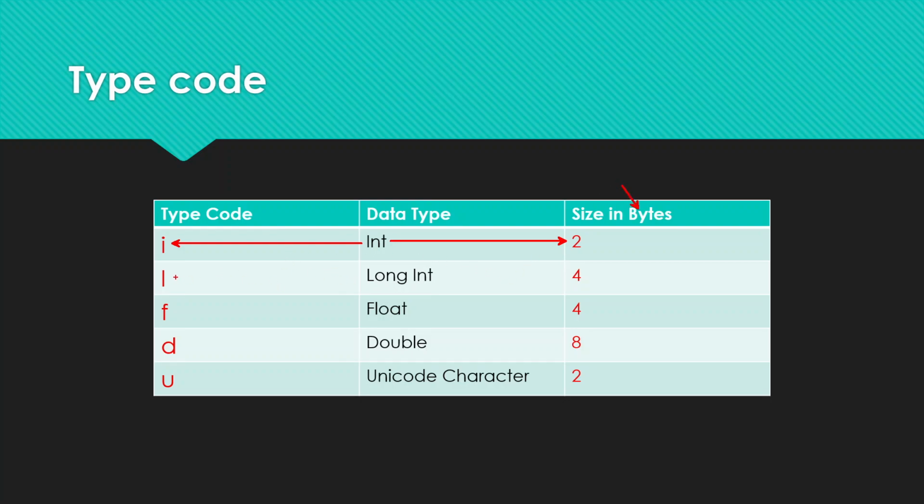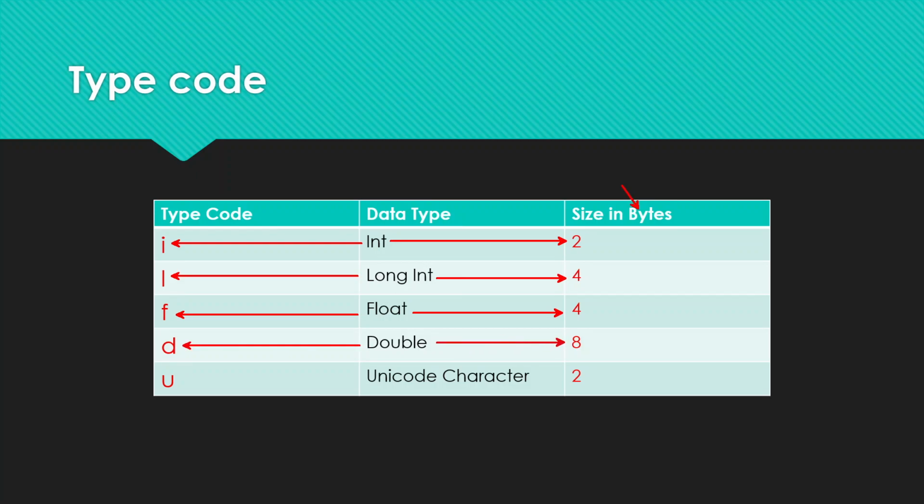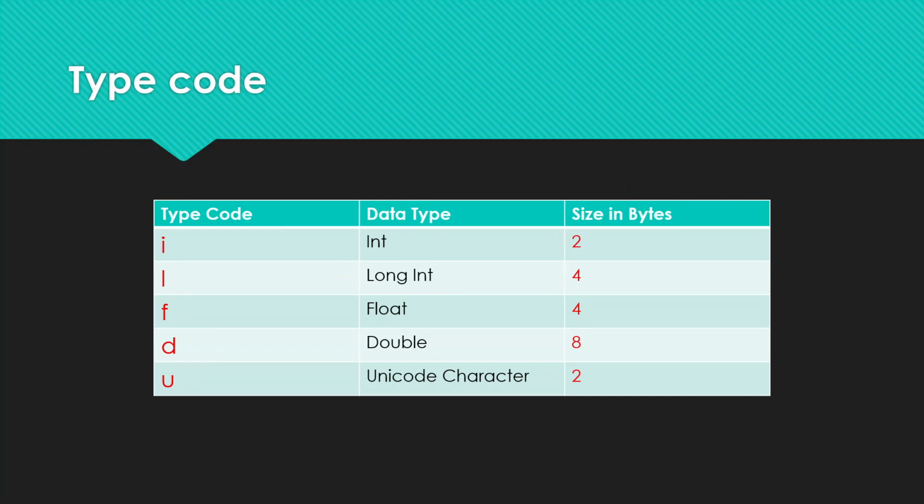For long integers, that is L, lowercase l, each is going to take 4 bytes. We also have F for float. So a float will also take 4 bytes. A double, which is a longer type of a float, is going to take 8 bytes. Then U is for a single character, Unicode character. Normally occupies 2 bytes.